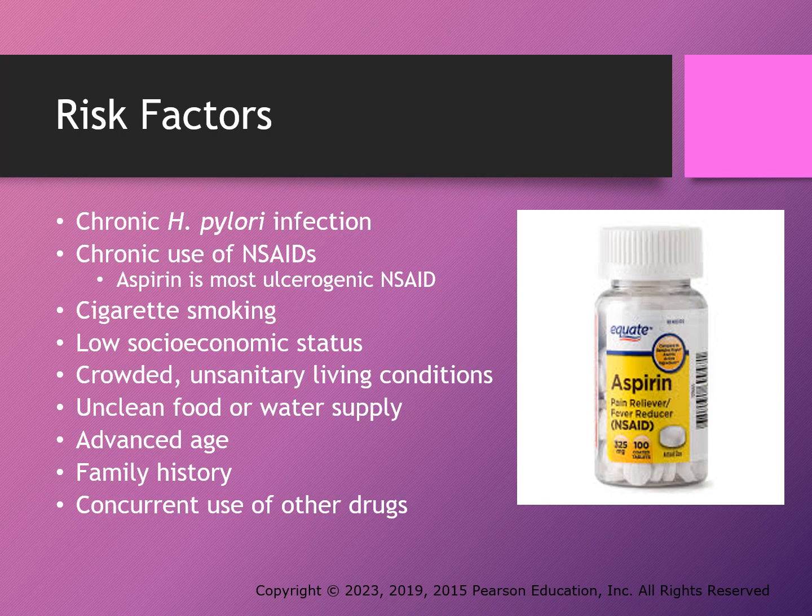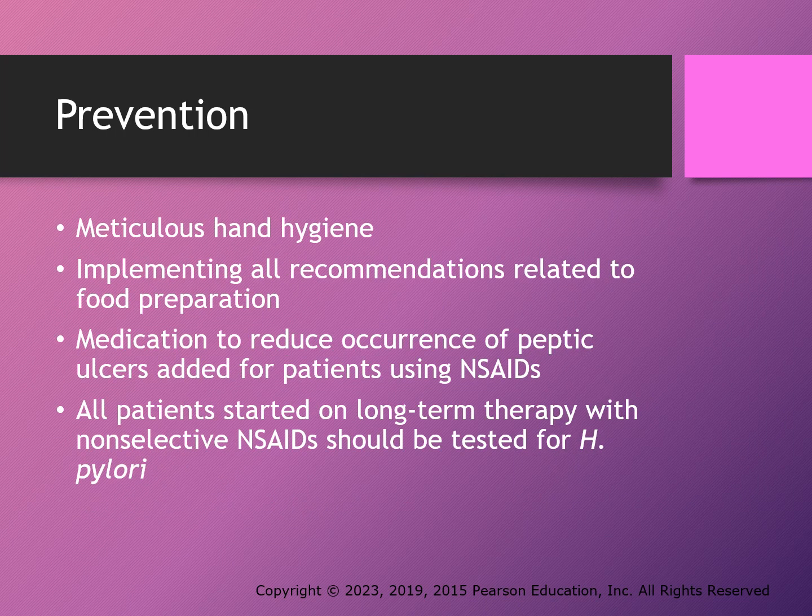Other risk factors include low socioeconomic status, because if you don't have the money to go to the doctor, you don't get it treated and it just gets worse. Crowded, unsanitary living conditions, which lead to unclean food and water. Advanced age, history of ulcers in the family, and concurrent use of other drugs such as glucocorticoids and bisphosphonates. So it's not just NSAIDs and aspirins, but you've got to look at some of these other drugs as well.